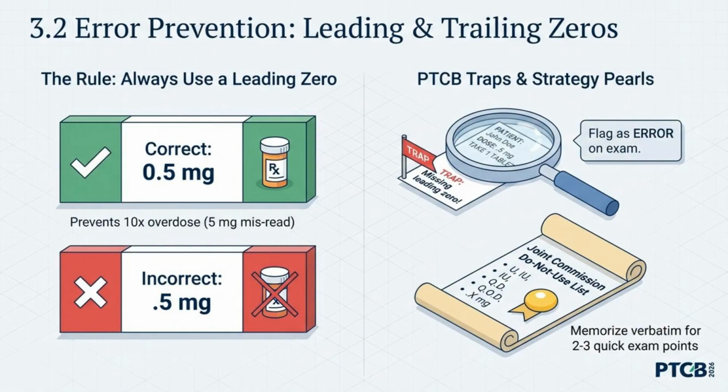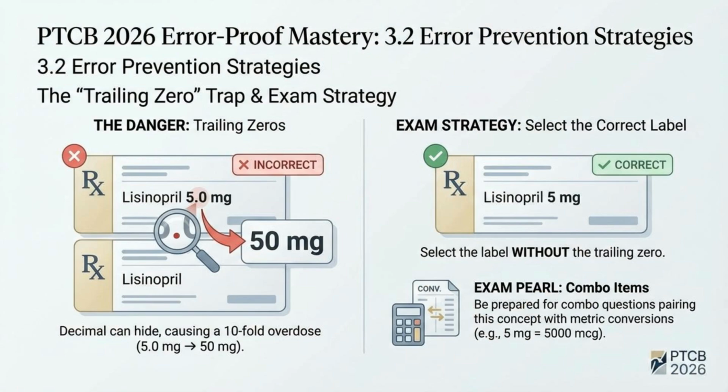Not using a leading zero is an exam trap and can lead to a 10-fold overdose, which is a critical error. The trailing zero trap involves adding a zero after a decimal, such as 5.0 milligrams, which can be misread as 50 milligrams. Always select the label without the trailing zero to avoid a 10-fold overdose. This is a common exam strategy point.